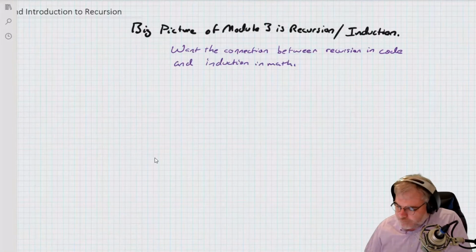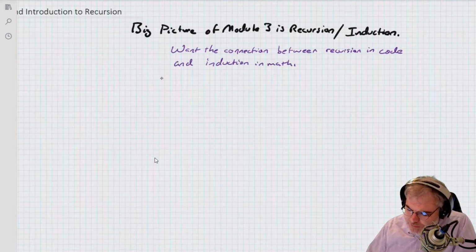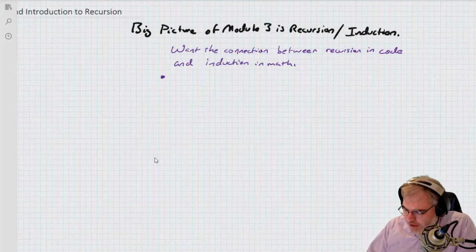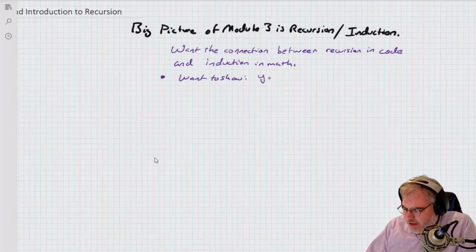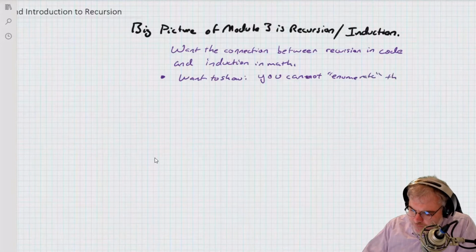Now, the big things we want to show. These are the big goals. We want to show there are things that computers can't do. Basically, we want to show that you can't enumerate the real numbers.